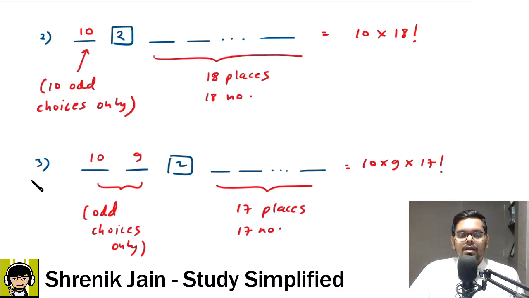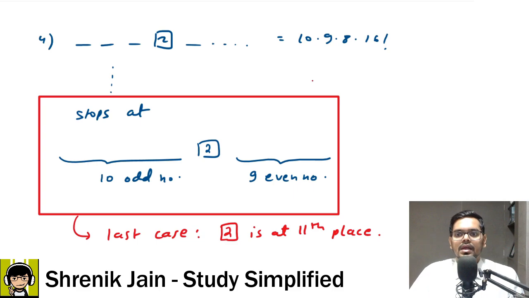Similarly, case 3. Case 3 means 2 is taking the next position, which means the third position. The previous 2 should be filled by odd numbers. So the first dash has 10 odd possibilities, 1 is gone here, then the next will have 9 odd possibilities. Then the places after 2 are 17 places, and 17 places and 17 numbers will be filled in 17 factorial ways. So the final answer is 10 into 9 into 17 factorial. So this is our third case. Similarly, the fourth case will be 10 into 9 into 8 into 16 factorial. Then fifth case, sixth case. How many such cases will be generated?